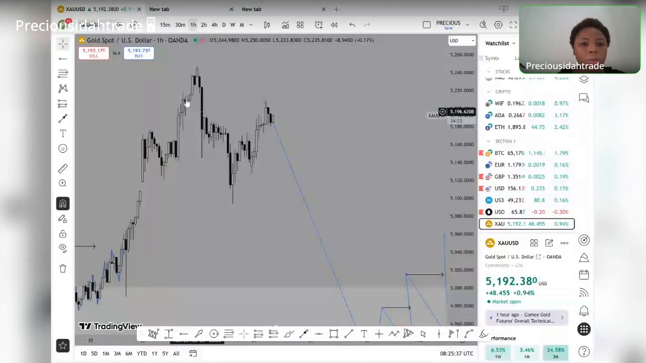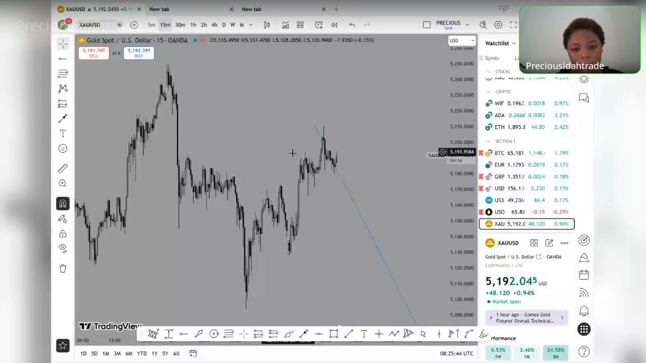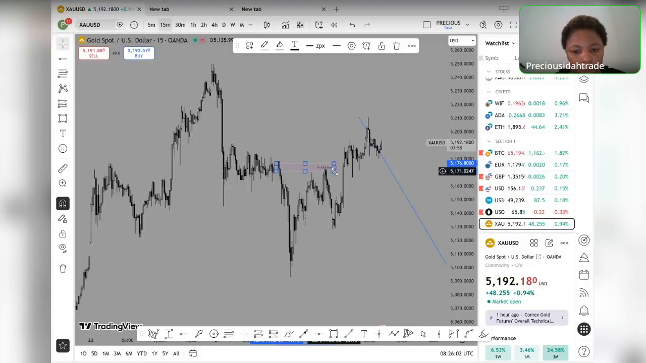Let's see. Market is dumping a bit now, and we have a break of structure to the downside here, and then we have another block here. Market reacted off of this other block, sold into the zone and then started moving up again.